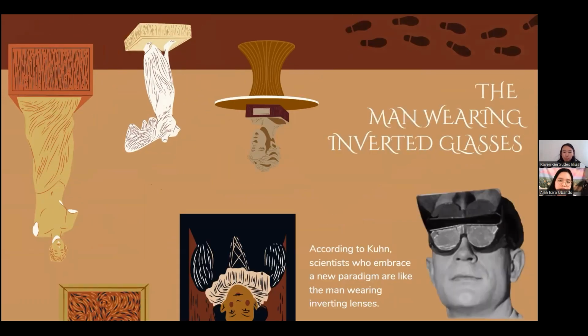According to Kuhn, scientists who embrace a new paradigm are like a man wearing inverting lenses. Try to imagine a person who puts on goggles fitted with inverting lenses. Naturally, he would see the entire world upside down, right? It would be different from the vision he's been used to seeing. But when he finally manages to deal with his new world, his entire visual field flips over and objects will be seen as they had been before the goggles were put on.